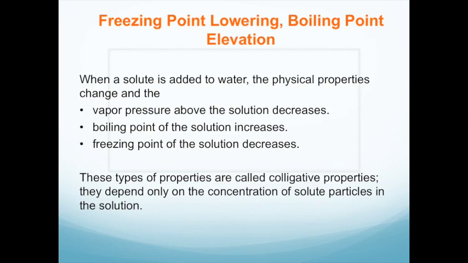Now we're going to talk about the concept of freezing point lowering and boiling point elevation. So when you add solute to water, the physical properties change. Namely, the vapor pressure above the solution decreases because of a number of factors, including electrostatic interaction between the solute particles and water, but also by taking up space that could be occupied by water molecules, which also affects the boiling point of the solution, and the freezing point of the solution will also decrease. These are called the colligative properties, and they depend only on the concentration of solute particles.